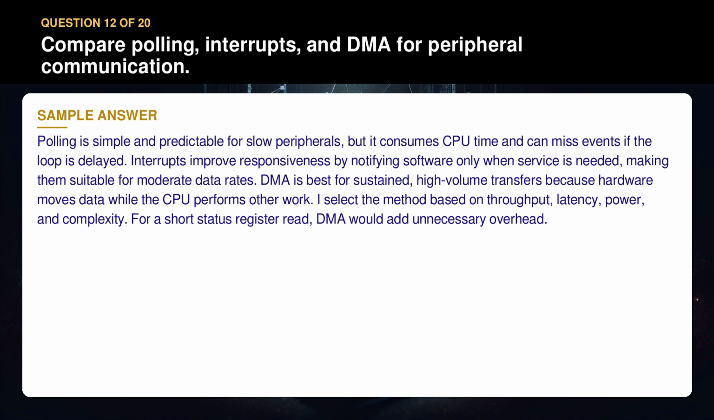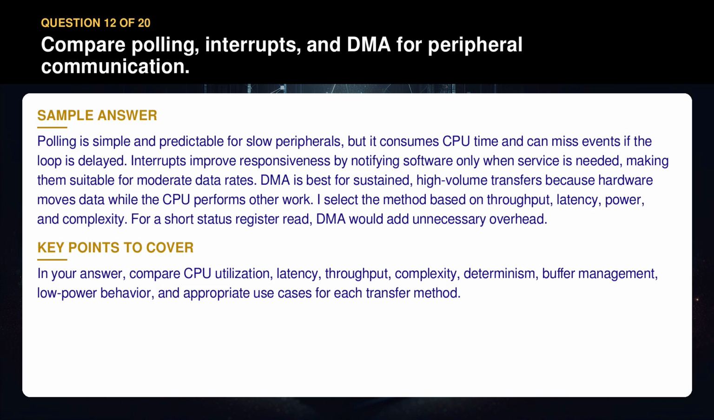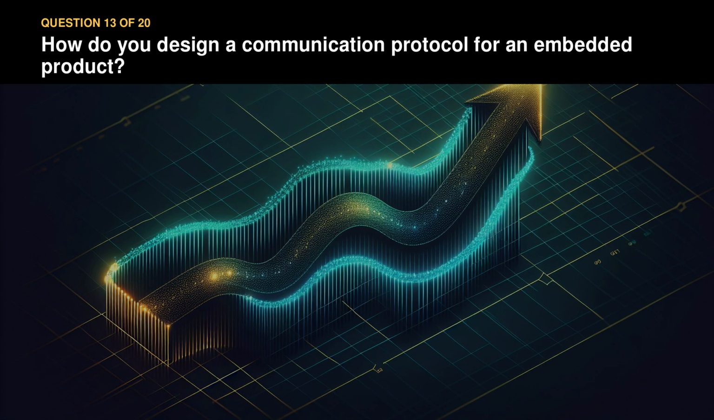I select the method based on throughput, latency, power, and complexity. For a short status register read, DMA would add unnecessary overhead. In your answer, compare CPU utilization, latency, throughput, complexity, determinism, buffer management, low power behavior, and appropriate use cases for each transfer method. Question 13.